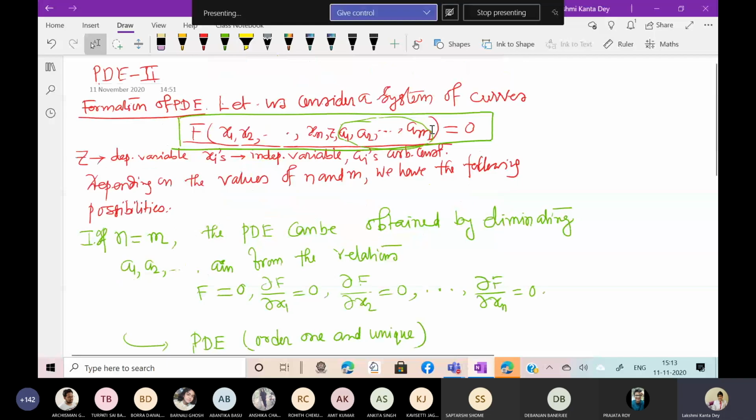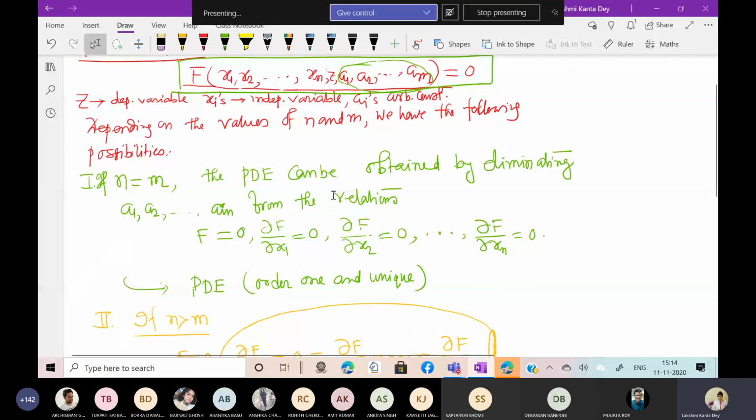Okay. So what I said is that suppose this is a system of curves where one dependent variable z is there, and n number of independent variables x1, x2 up to xn are there, and there are m number of arbitrary constants involved in that system. Because the constants are arbitrary, this is a system of curves. Clear? From the given system of curves, we have to find a partial differential equation whose solution is that system of given curves. That is our motto initially. Depending on the values of n and m, we have the following possibilities. First possibility was n equal to m. Second was n greater than m. Third one is just the reverse: n is less than m.